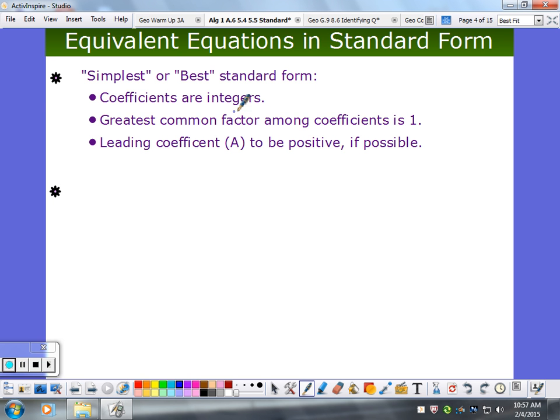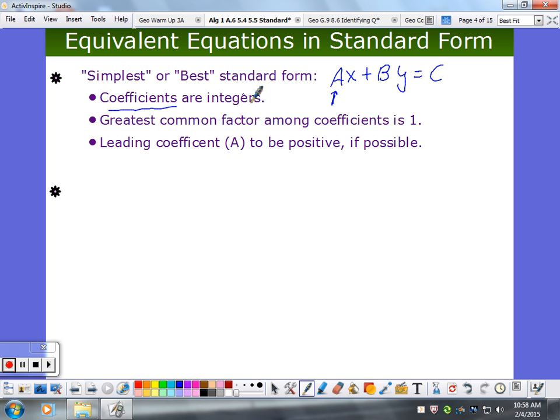So here are the rules. You have to have coefficients that are integers. What is a coefficient? Yeah, so like this is a coefficient. It's what we're multiplying the variable by, right?